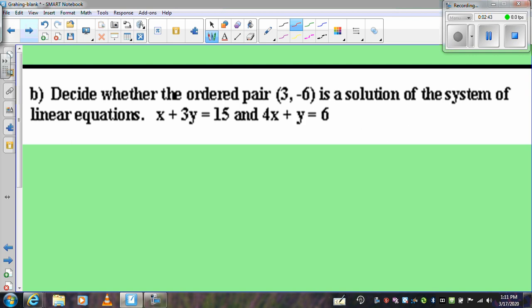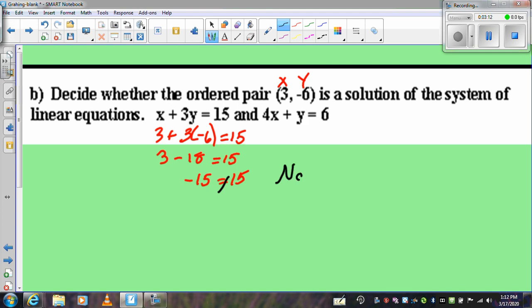Let's decide whether this ordered pair is a solution to the system. Again, to do this, we're going to plug it in. That's my x value, that's my y value. So 3 plus 3 times negative 6 equals 15. 3 minus 18 equals 15. Uh-oh, running into a problem here. Negative 15 equals 15. I don't think so. Those are not equal. No, this is not a solution.